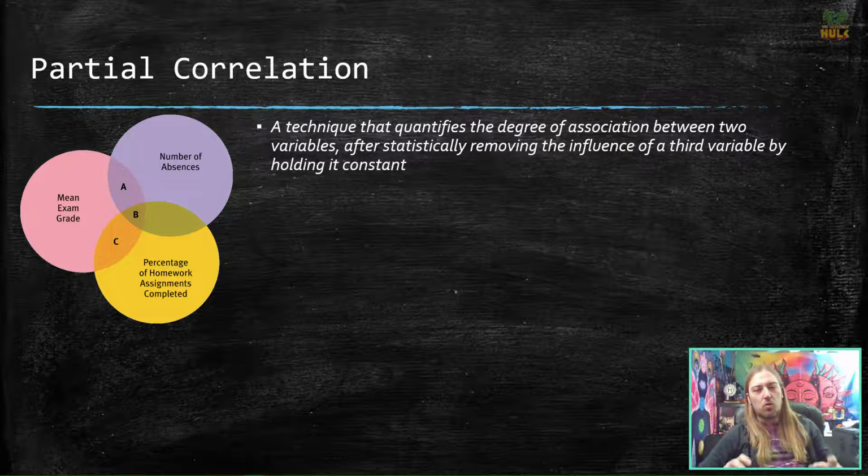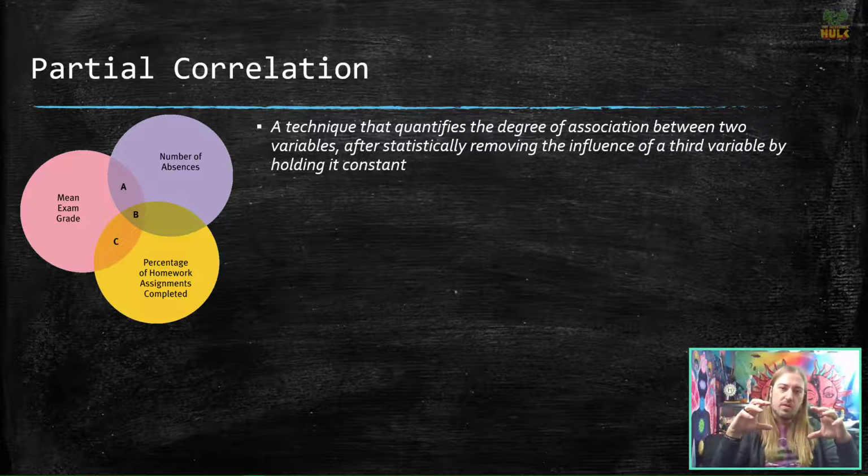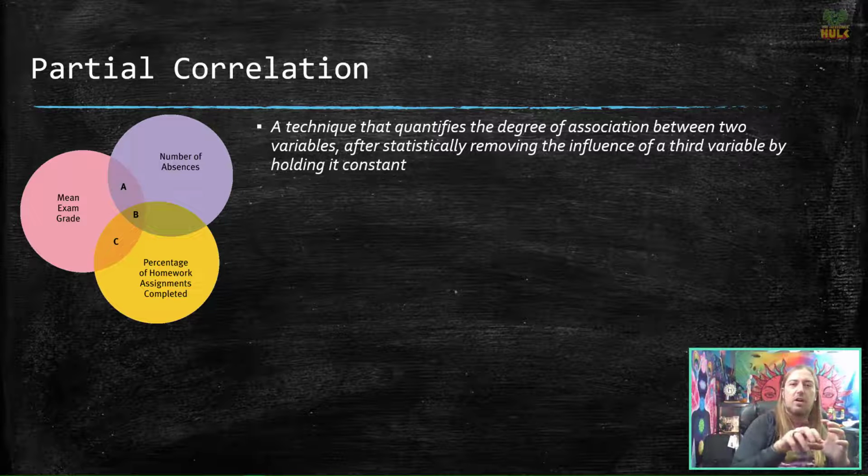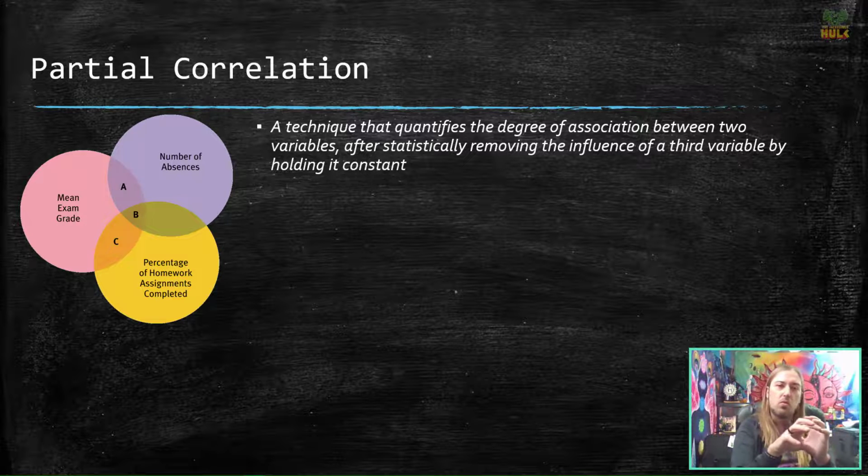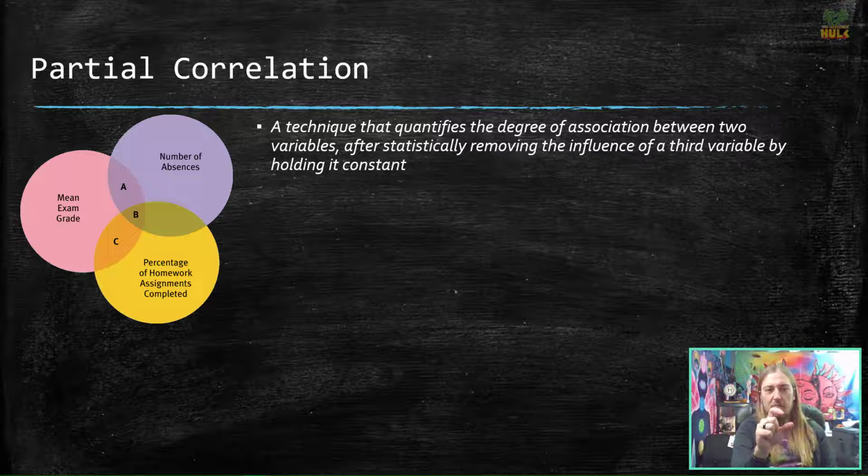The method of partial correlation uses the correlation between two variables and looks at it through the lens of a third variable, if you will. So what it does mathematically is it finds the individual correlations between all of these. And then it does sort of like the way this Venn diagram represents, it tries to remove that unique influence of the third variable. So in this case, I said that percentage of homework assignments completed also would contribute to exam grade. We would see that represented by the sections labeled B and C.